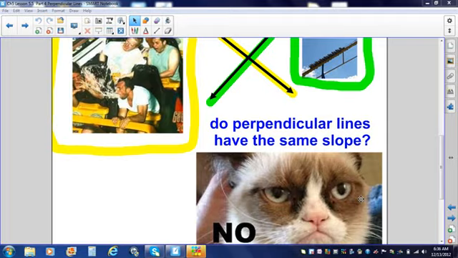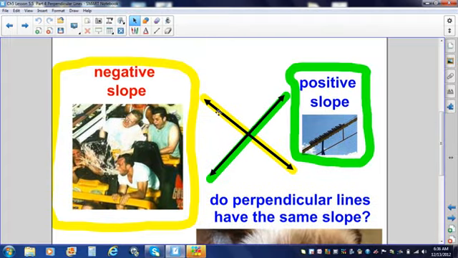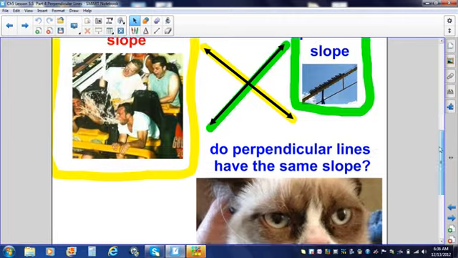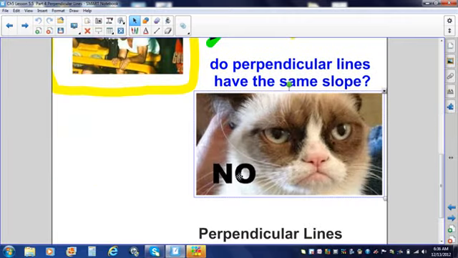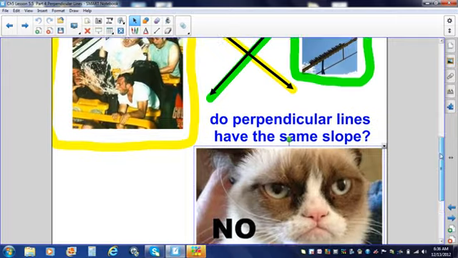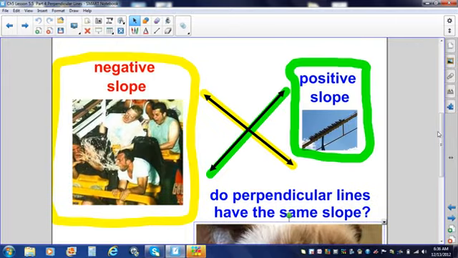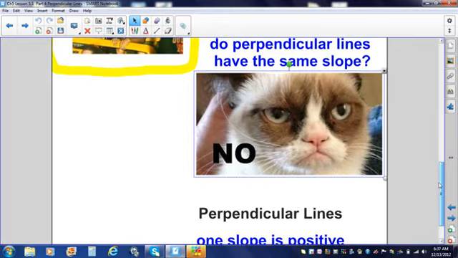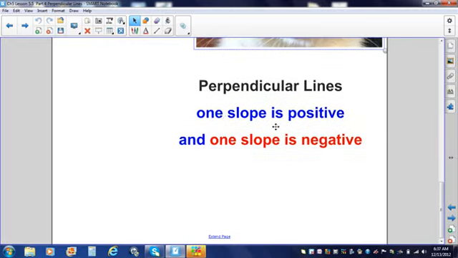So the question is, do perpendicular lines have the same slope? One slope is going to be positive, one slope is going to be negative. So our answer is, you got it, no. So if you tell me perpendicular lines have the same slope, you get this. Perpendicular lines do not have the same slope. In fact, with perpendicular lines, one slope is going to be positive, the other slope is going to be negative.